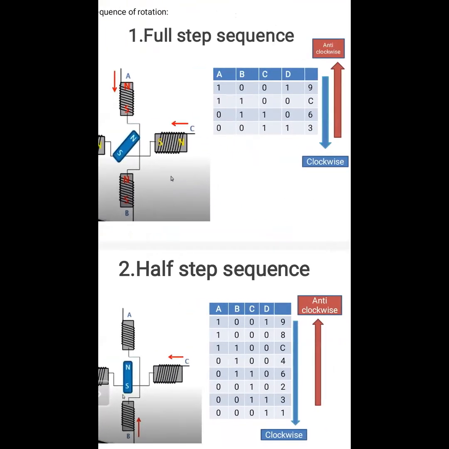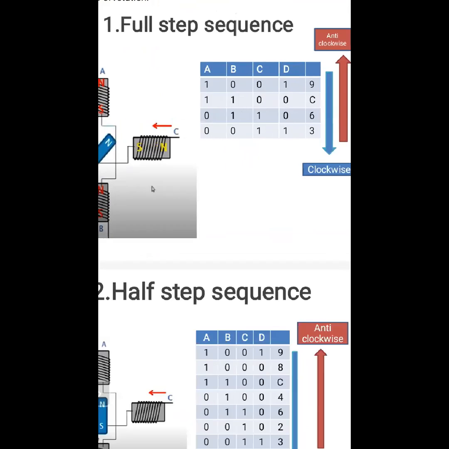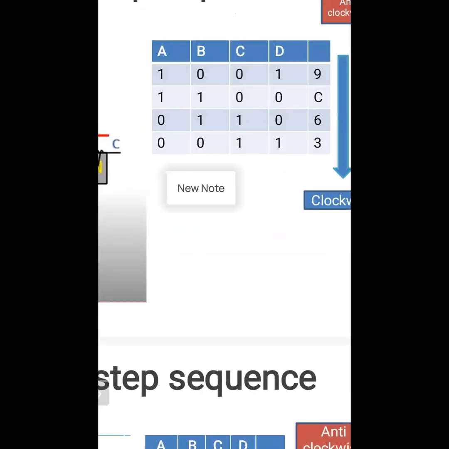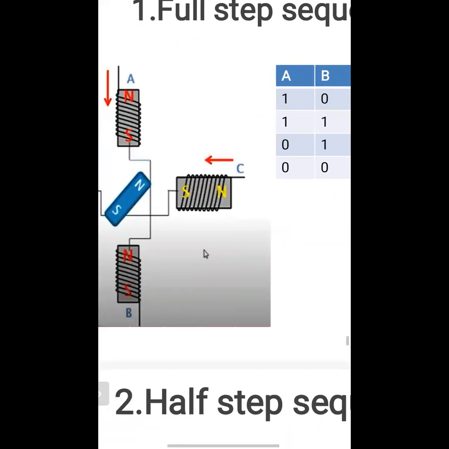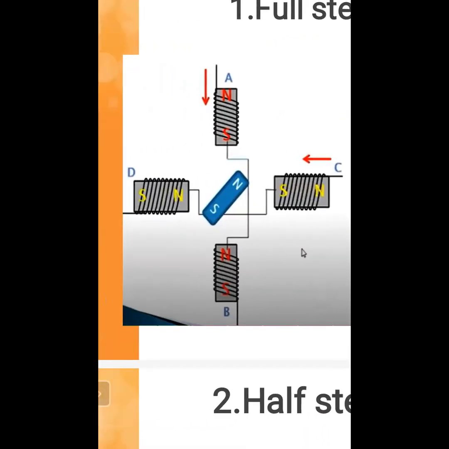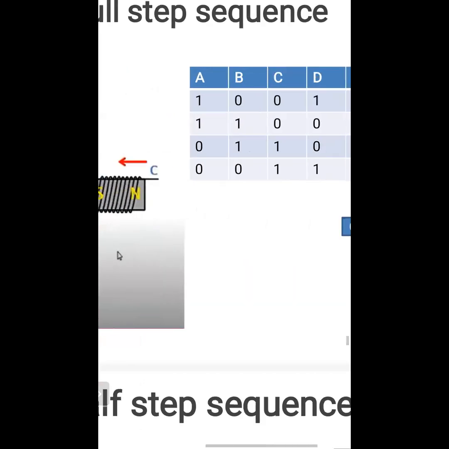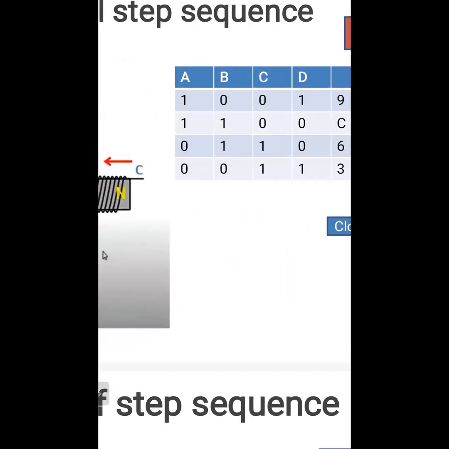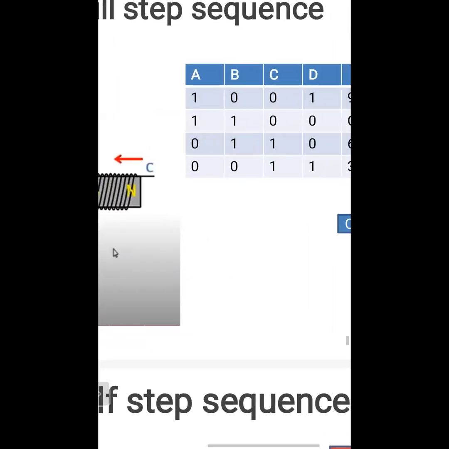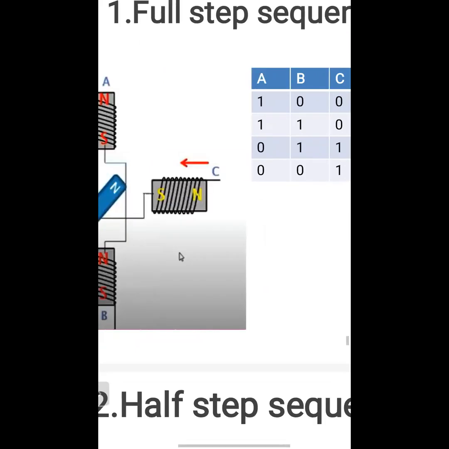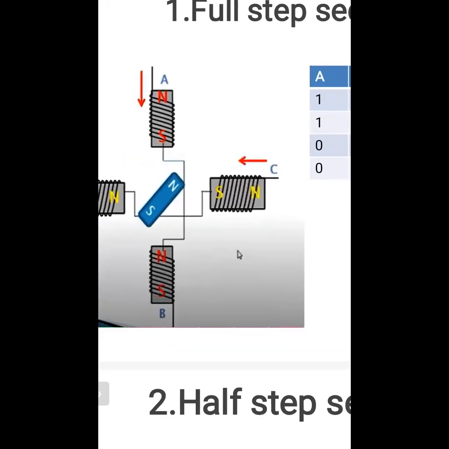How is it energized? They are giving A, B, C, D. Here is A, where is B? Here is B, then here is C and D. When A and D are energized, it moves to the right side. Then you have to energize A and B. First you have the movement of A and D.